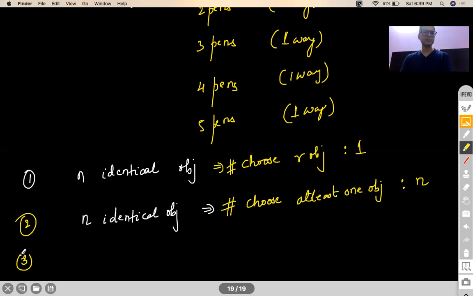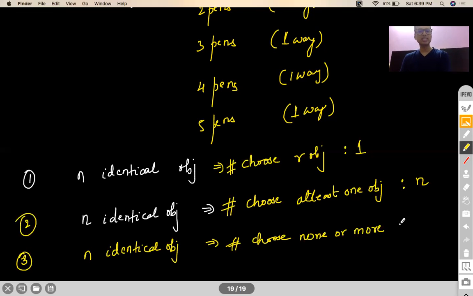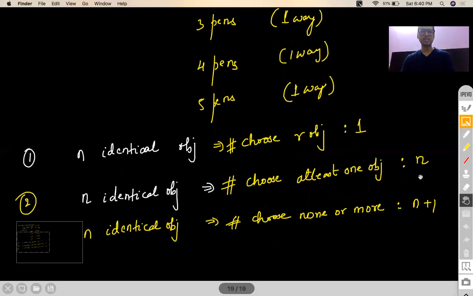And the third thing that is very important: if you have n identical objects and you want to choose none or more objects, which means you can choose even no object at all, then it will be just n plus 1. Now most of you would be thinking, oh, this is so easy, it doesn't even require any discussion. Why is sir discussing this with us? Because it is very easy, everybody knows it. Now guys, it looks easy, but when it comes to problem solving, trust me, many people make mistakes.